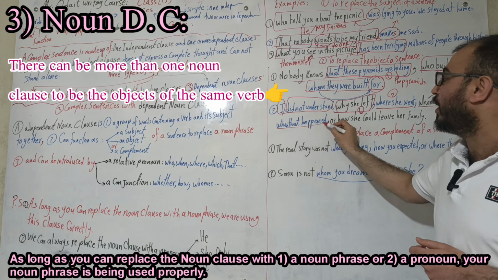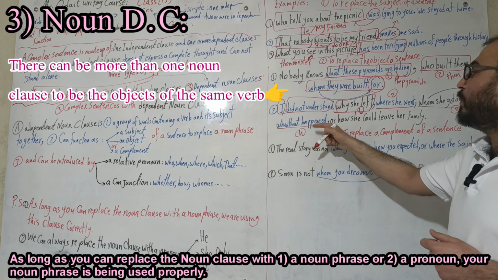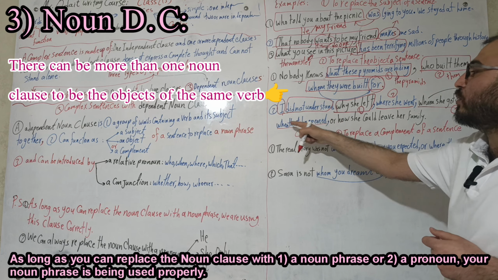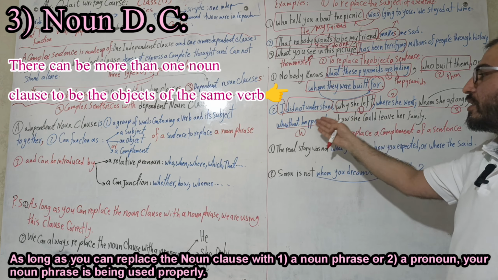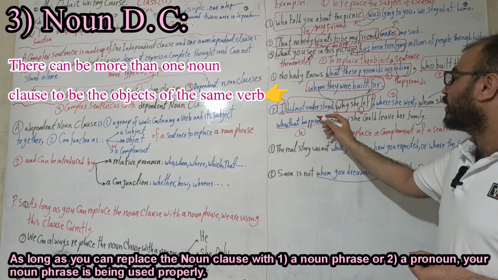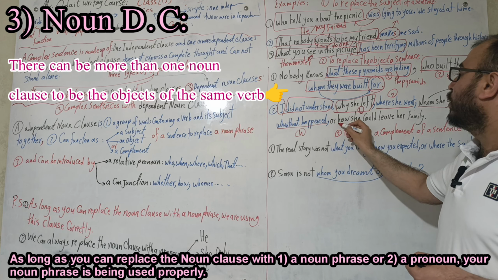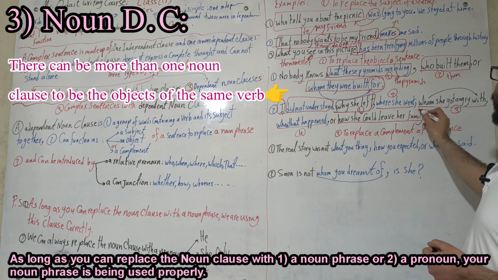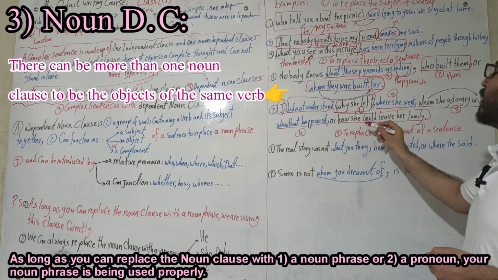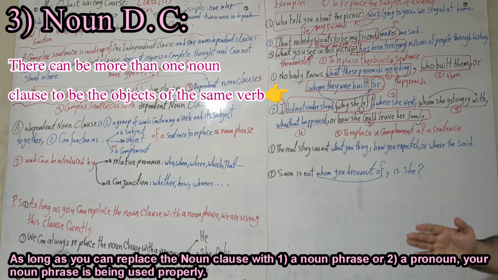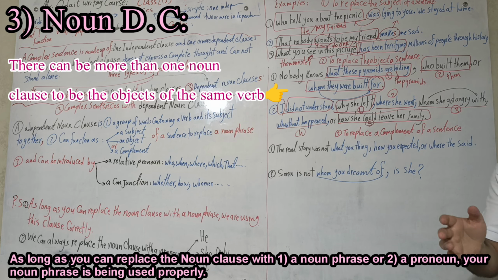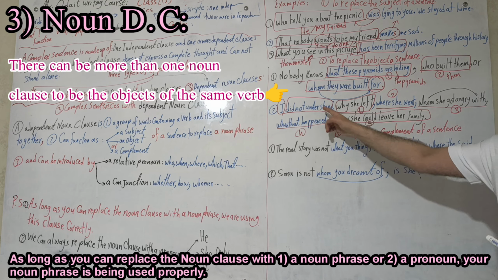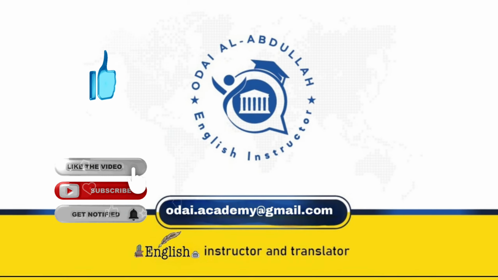And here the fourth one, what happened? I didn't understand what happened. I didn't understand her. I didn't understand the situation, for example. I didn't understand how she could leave her family. And here, my friends, we can use more than one noun clause as an object for the same verb.